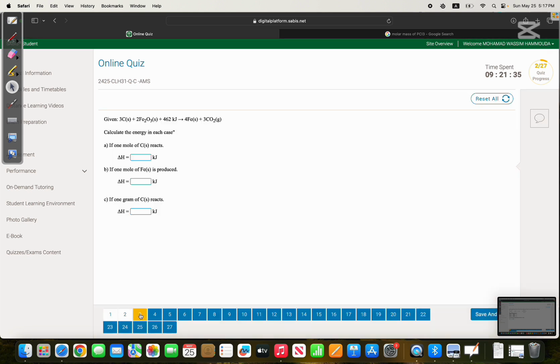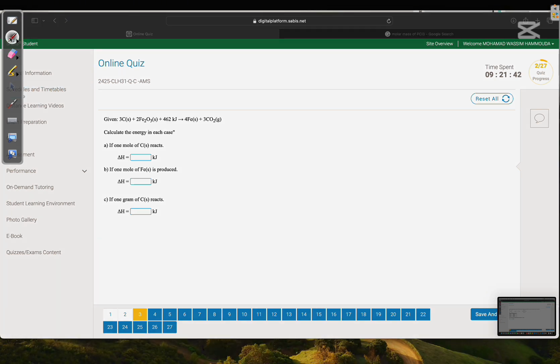Number 3. Calculate the energy in each case. Okay, first of all, we need to know the heat contents, like if it's endothermic or exothermic. If it's exothermic, it's negative. While if it's endothermic, which is true in this case, since energy is absorbed, or is on the reactant side, it's going to be greater than 0.